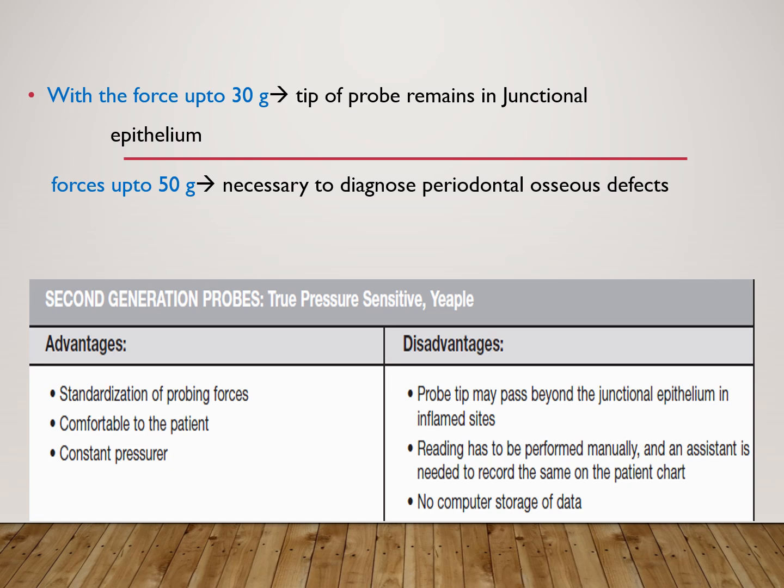So coming on to the advantages of second generation probe, the most common advantage is that there is standardization of the probing force. So the chances of bias are reduced. It is comfortable to the patient and there is constant pressure, but still it has certain disadvantages: since the tactile sensitivity is lacking, the probe tip may pass beyond the junctional epithelium in the inflamed site.